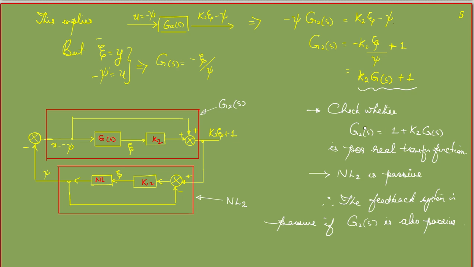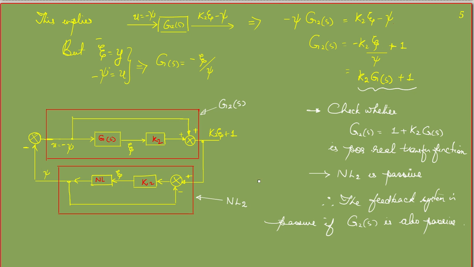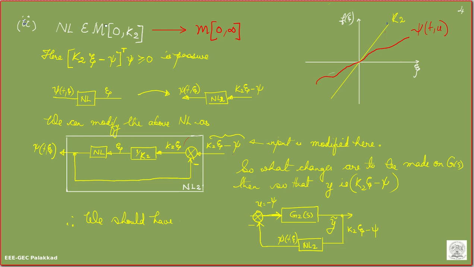So now what we have to do is check whether G2 of S is a positive real transfer function or not, in order to see whether this whole system lying within the sector k2 and 0 is asymptotically stable. Since this new nonlinearity that we got here is passive, if G2 of S is positive real, then the whole system is asymptotically stable. Okay, so we got this for this sector.